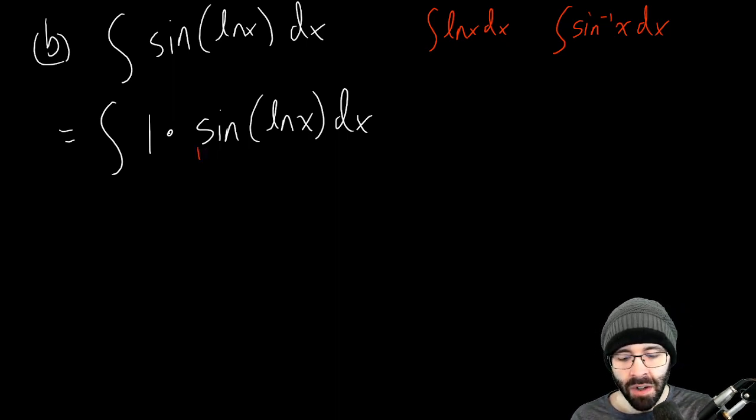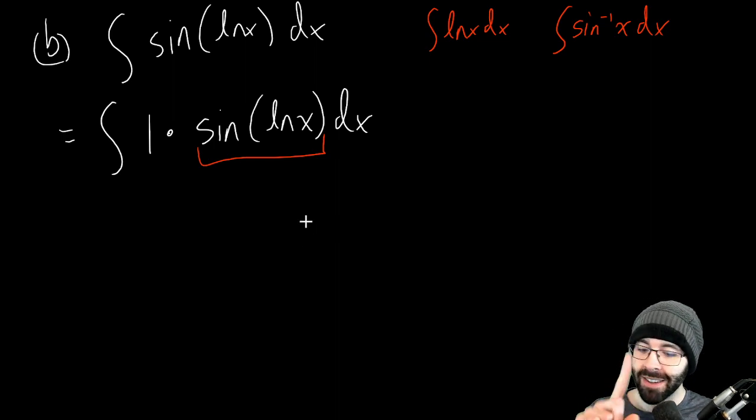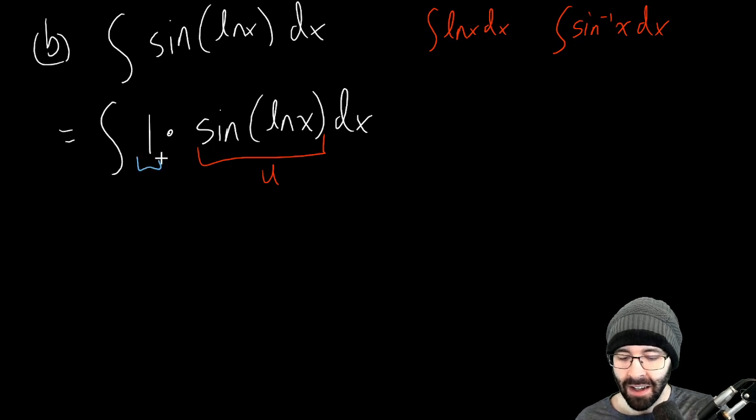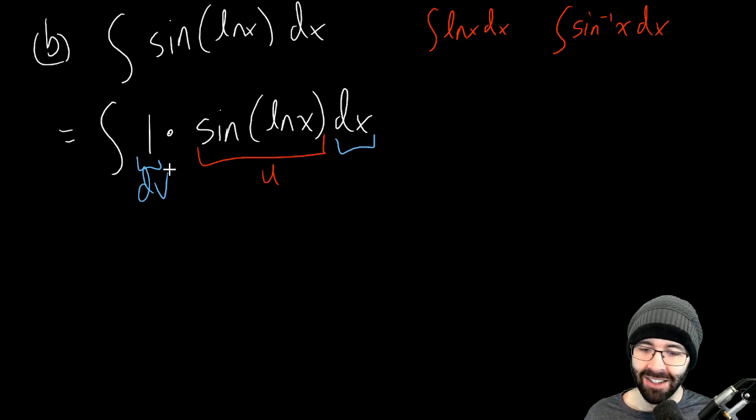So I don't know how to integrate this, but I know how to differentiate it. And then this part, I know how to integrate that. I'd really like to differentiate the 1, but that would go backwards. Okay. So this is what we're going to choose here.